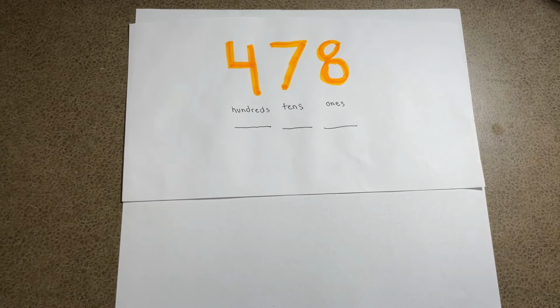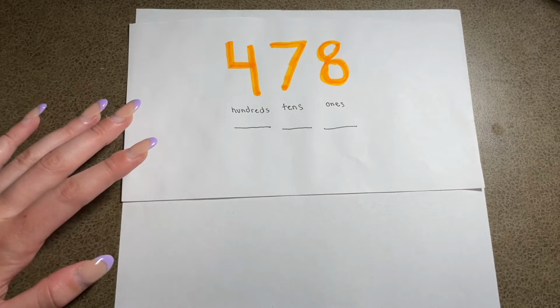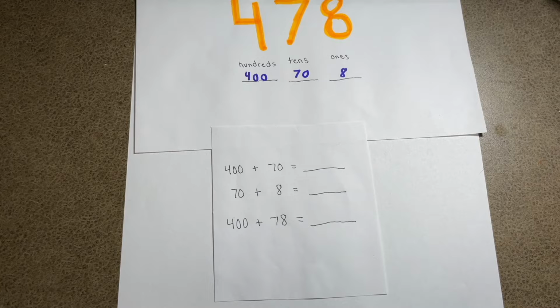Now, if I were to give you the number 478, let's break it down into hundreds, tens, and ones. First, let's start with the hundreds number. The hundreds number is 4, this number all the way to the left, which means it represents 400. Now let's do what we did in our last equation and add them together to get back up to our three-digit number of 478.